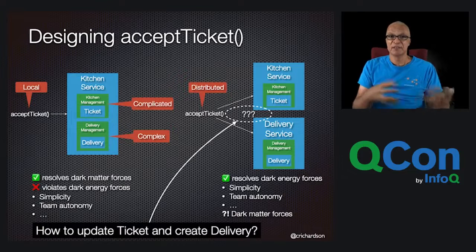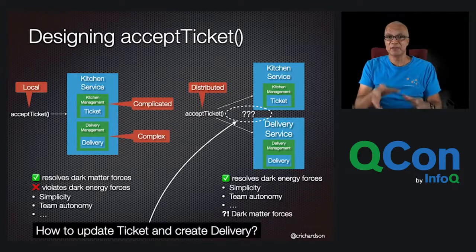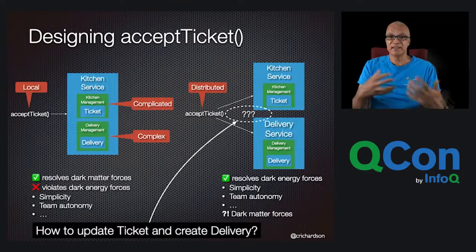Another option is to put delivery management in its own service. This option resolves the dark energy forces. However, it results in the accept ticket operation being distributed. As a result, there is a risk that this design option might not resolve the dark matter forces. In order to determine whether this option is feasible, we need to design the accept ticket operation.